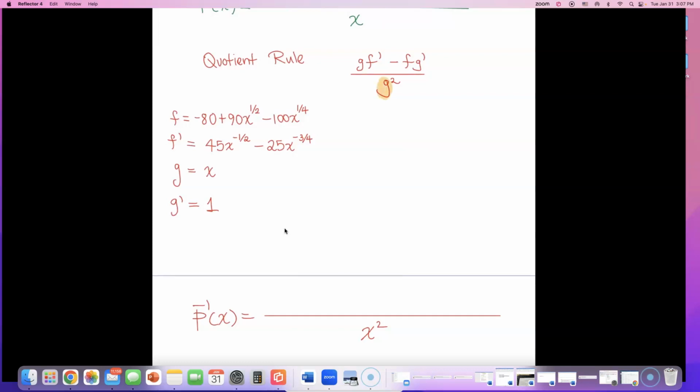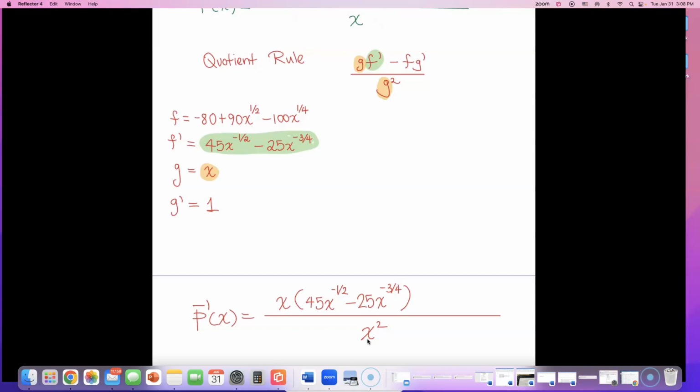G squared in the bottom, that's what g is. That's why I put x squared in the bottom. On top of the fraction, start with x. Now I'm multiplying this by what? F prime. F prime is this right there. Okay, I'll write that down. Parenthesis, 45 x to the negative 1/2 power minus 25 x to the negative 3/4 power.